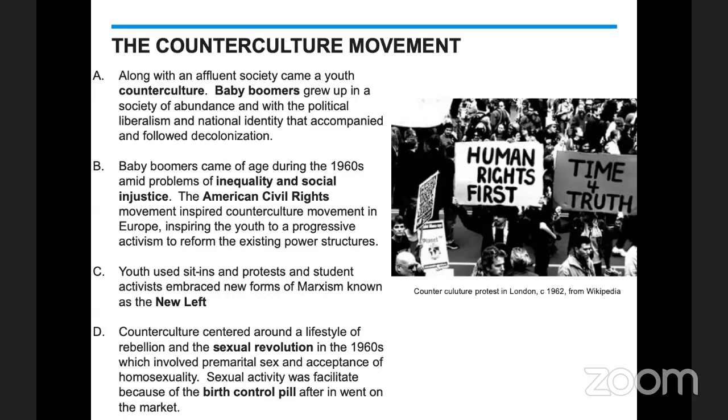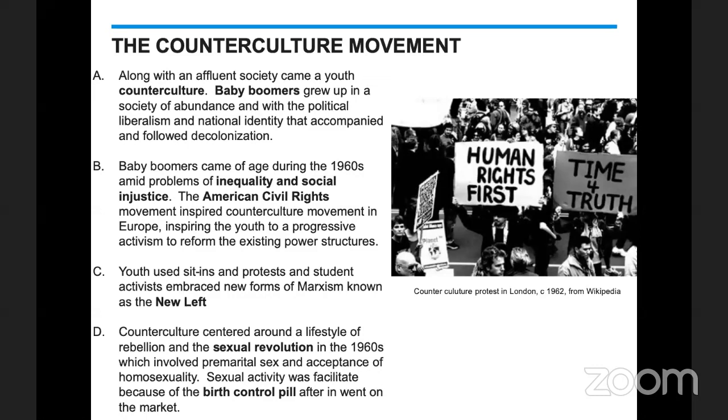So a lot of times we think about the 60s here in the United States, but it's important that Western European countries really followed much of that same activism that we saw here in the US. Youth sit-ins and protests will happen, again borrowing from the American Civil Rights Movement methods. And we will see new forms of Marxism that come in, known as the New Left. And they're really seeking to equalize society in a significant way.